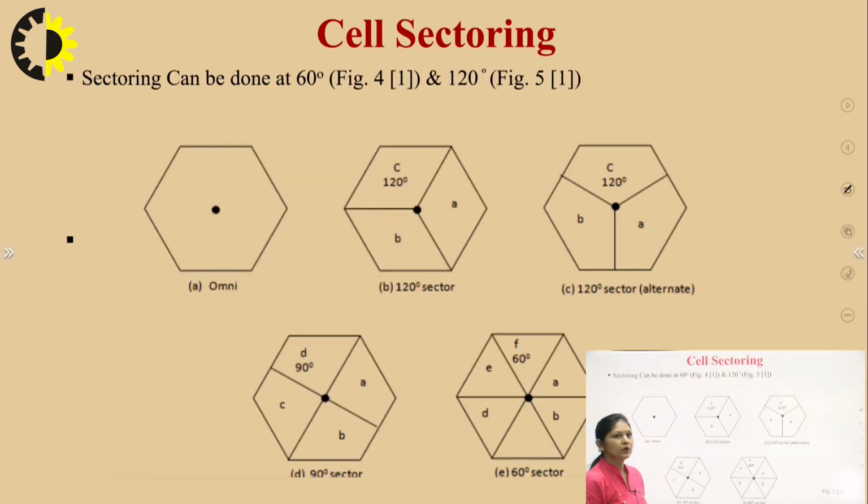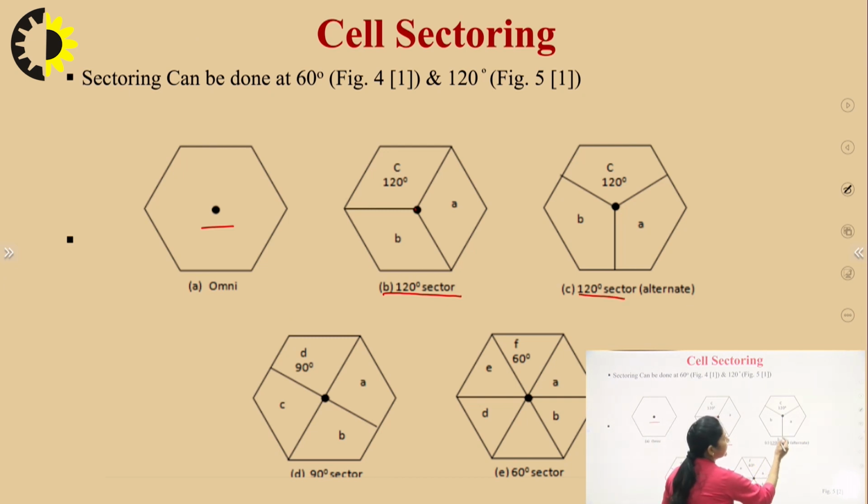Now, the positioning of these antennas can be, first, omnidirectional, that is without sectoring, but the sectoring can be 180 degree or 120 degree. As you can see, this is a 120 degree sectored cell, and this is the alternate arrangement for a 120 degree cell. This is a 90 degree sectored cell, and another is a 60 degree sectored cell. If you apply the antennas to a particular sector, they will be directed to that particular cell and will work on a particular range of frequencies.